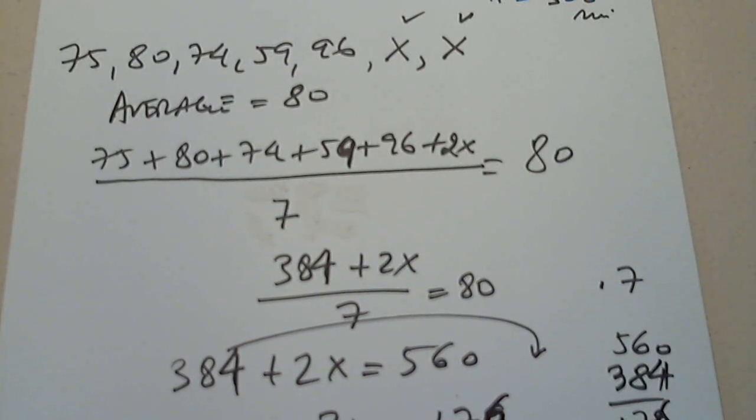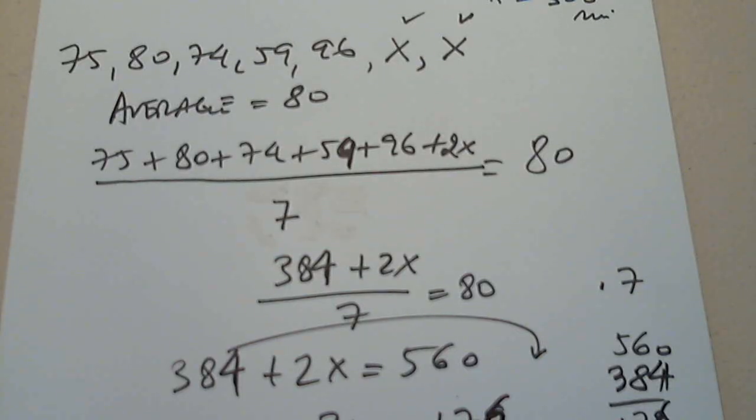Okay, now we check again. So 75 plus 80 plus 74 plus 59 plus 96 plus, again, 176. I'm going to write it as 88 times 2, just to make sure. Good. And now when I divide by 7, if I do not get 80, then I know something is terribly wrong and I have to go back. Okay, good.